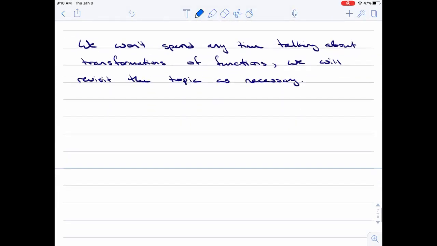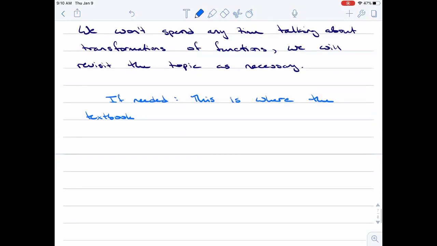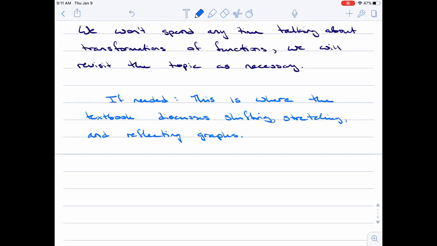Just so you have a note, right? If needed, this is more if you're working on your own, so you won't need it for the tests or anything like that. So don't worry. I'm not out to get you guys. If I say you don't need it, you don't need it. But if you need it for whatever reason, this is where the textbook discusses shifting, stretching, and reflecting graphs. I'll leave it at that.